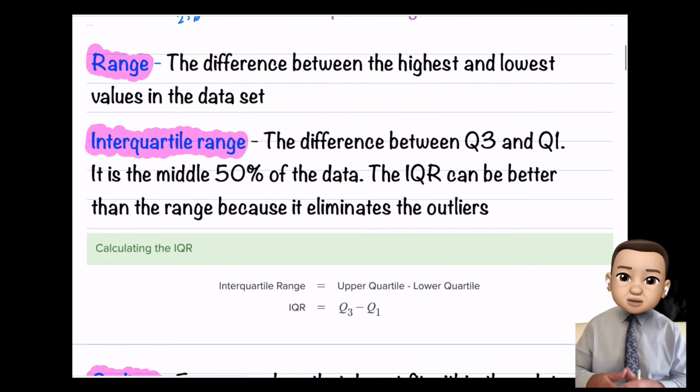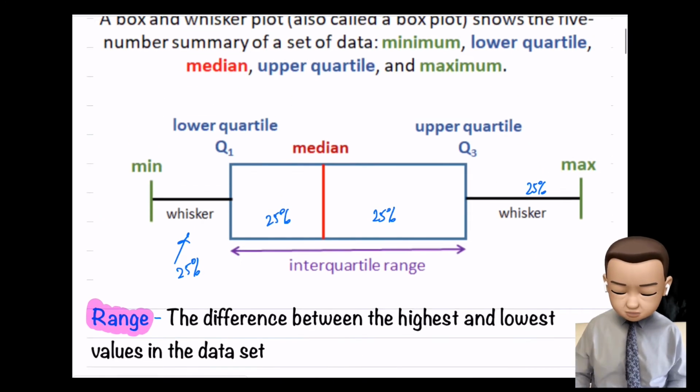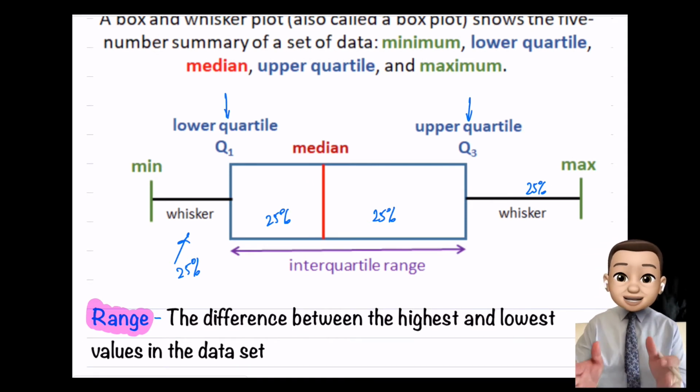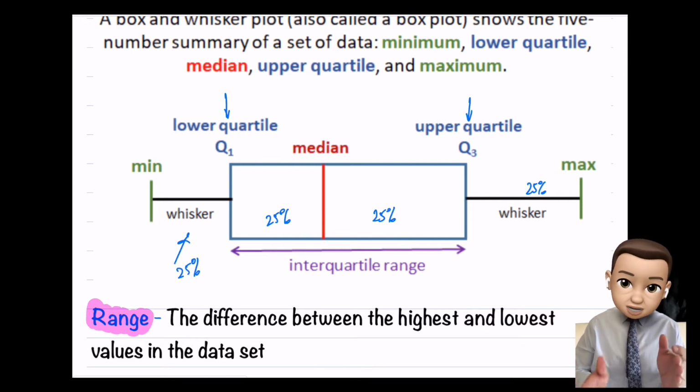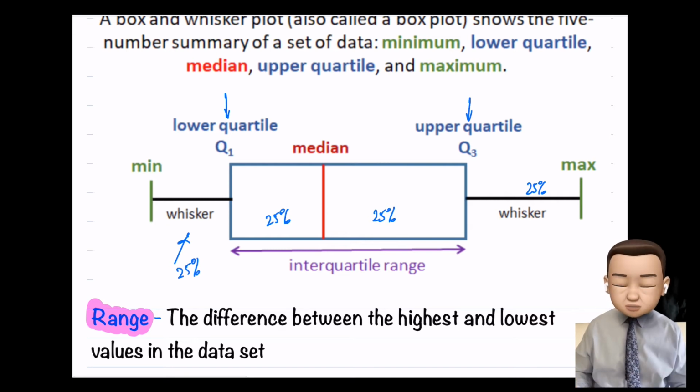Range is another one we talk about, a measure of spread. So we're looking at the difference between the highest and the lowest data points, okay? Which you should have come across before. The interquartile range is a new one. It's the difference between Q3 and Q1. If we go back up here to the box and whisker plot, we're talking about the difference between these two values here. It's that middle 50% of the data. So Q3 take away Q1 is going to get me my interquartile range.